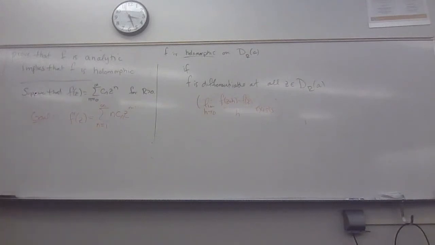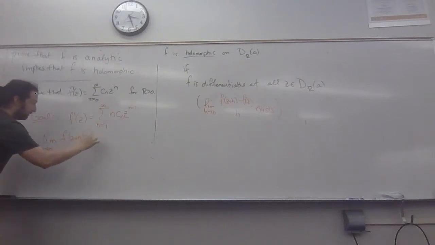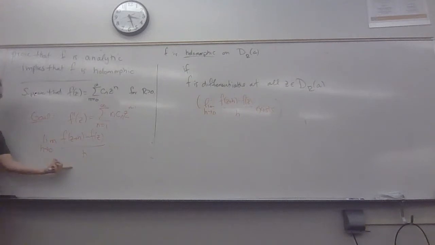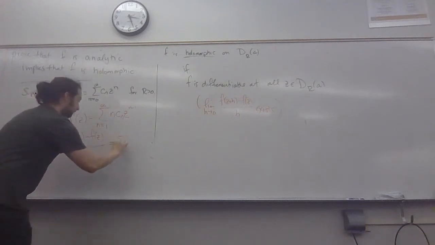That's what we want to show. But of course, what's f prime equal to? That also has a definition. F prime is equal to the limit as h goes to 0 of f of z plus h minus f of z over h. And what we want to do is show that this difference quotient is equal to this power series.